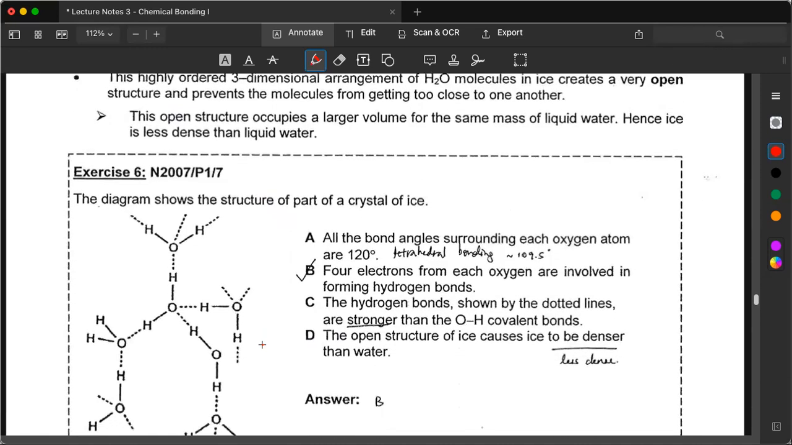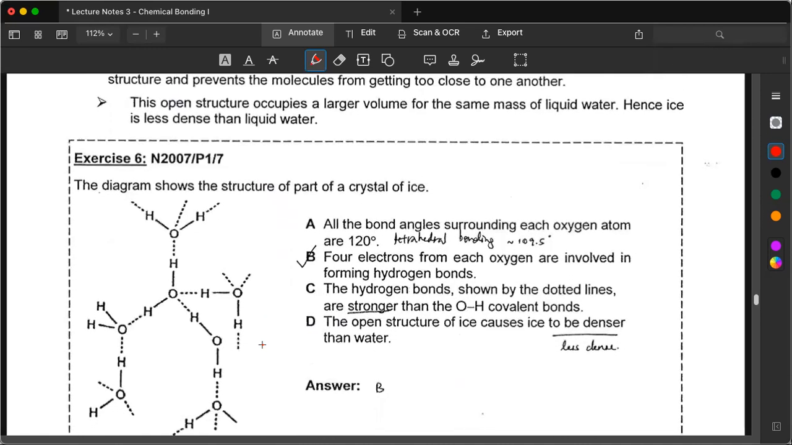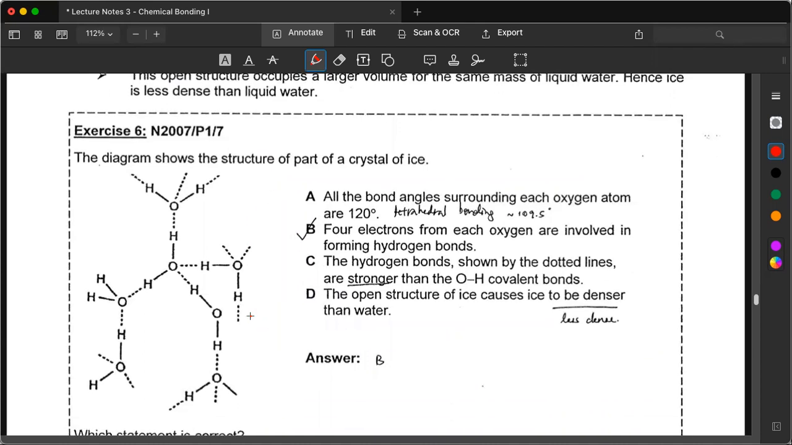You can try this question and answer accordingly. So which statement is correct? The answer is B. All right.